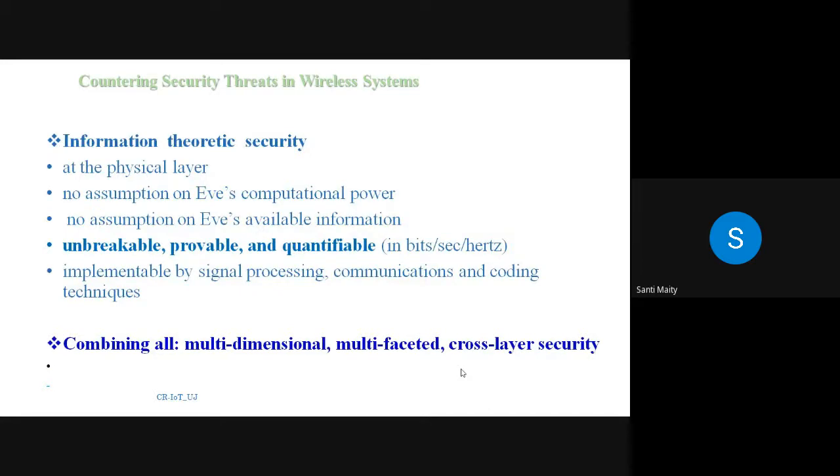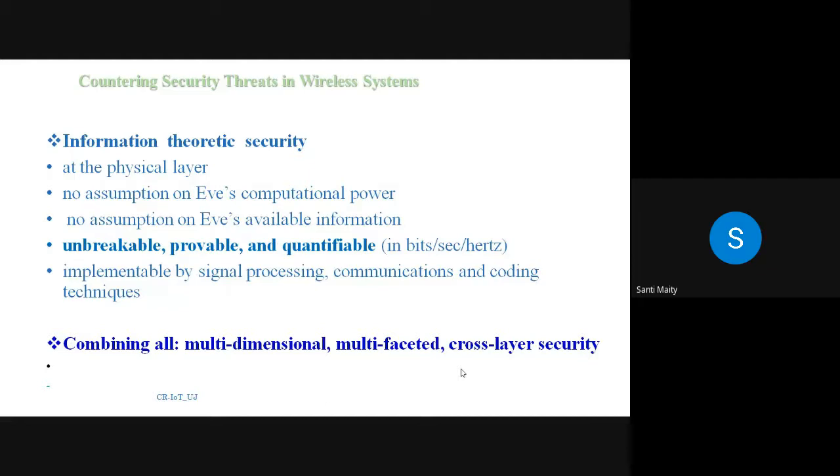Prior to that, I need to say that when I go for cryptography, you always talk about security by means of the computational complexity to break it or to know the key. But you do not quantify how much information was transmitted. How much information is secure in data transmission?